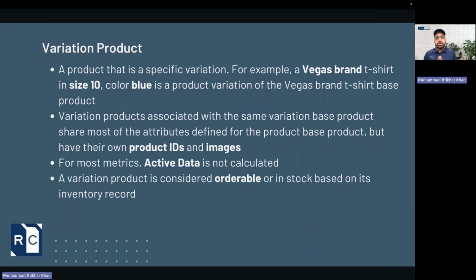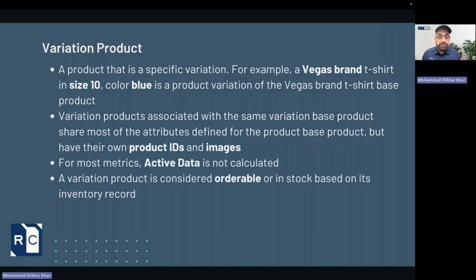Variation products associated with the same variation base product share most of the attributes defined on the base product, but have their own product IDs and images, right? So the variation product will share most of the attributes from its template, meaning the base variation product, but the product IDs and the images will be different. The variation will have its own images and product IDs.